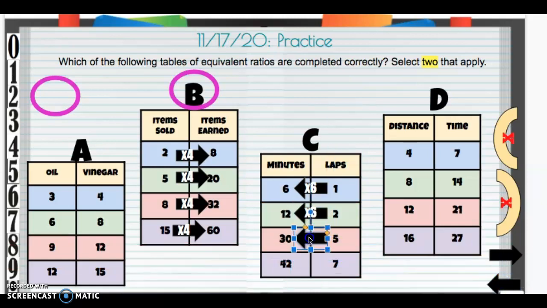Does 5 times 6 give me 30? And let's see if 7 times 6 gives me 42. Yeah. So this one is also equivalent. C is also equivalent. I do not need to worry about D because it just wants me to pick 2, so I'm done.